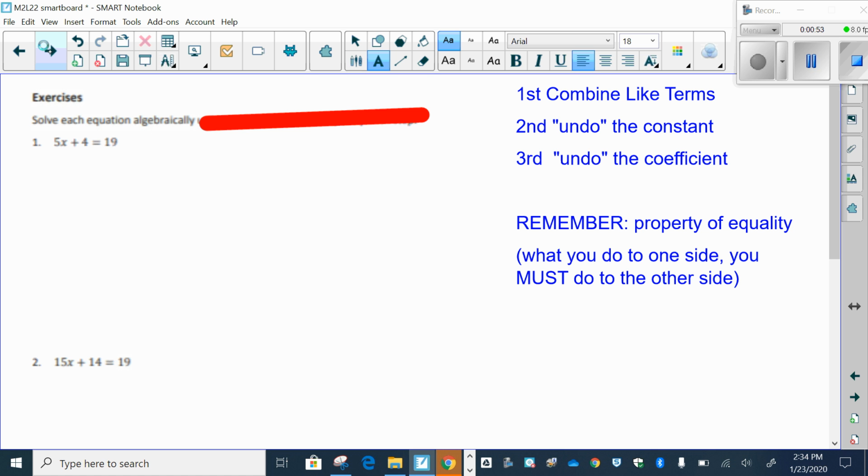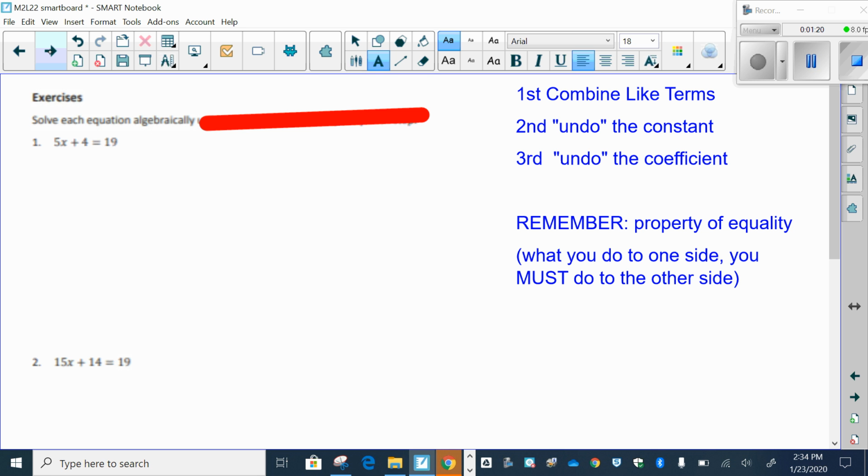Step 2, we're going to undo the constant. Remember, the constant is, in this case, the 4 in problem 1. It's the term that does not have a variable. Think about what this tape diagram would look like. There would be 5 x's and a 4 that totals 19. So we'd be able to get rid of the 4, wouldn't we?